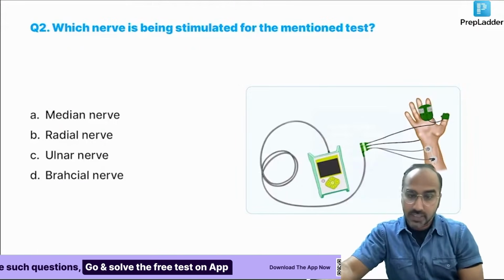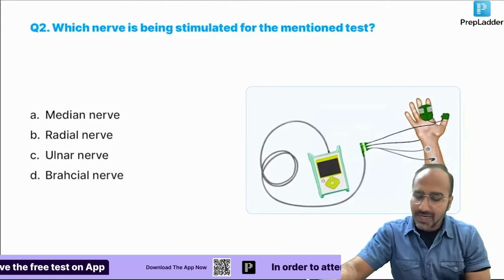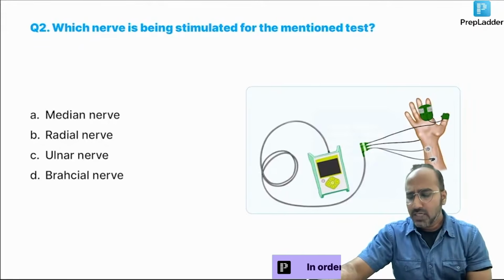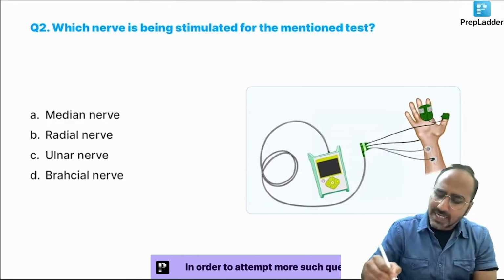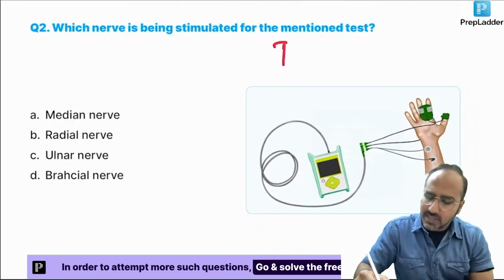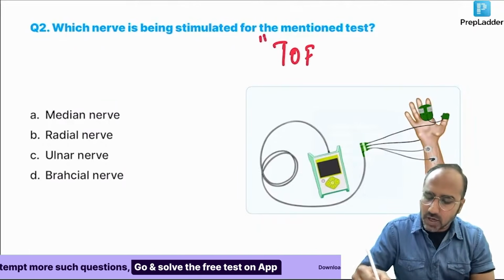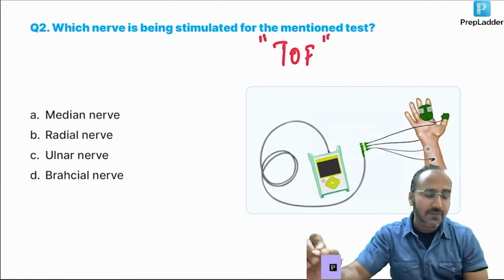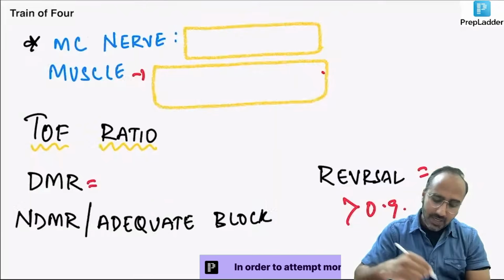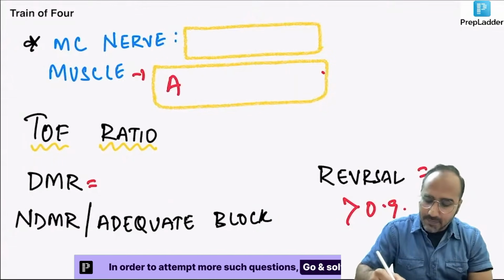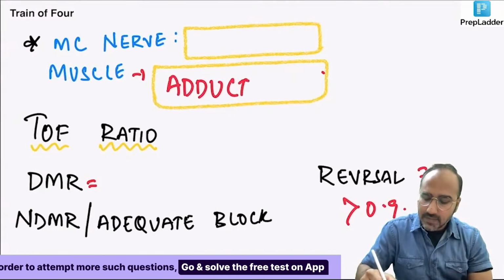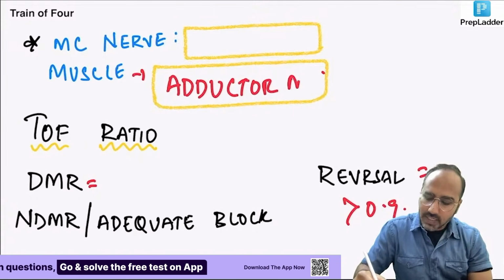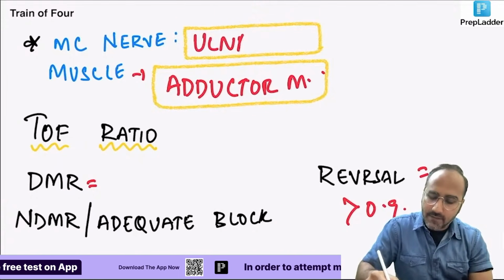Coming to the second question, guys. Which nerve is being stimulated for the mentioned test over here? So first of all, what is the test that is being done over here? That is train of four stimulation, TOF test. Okay. And for the TOF test, what is the muscle that we commonly choose, guys? It is basically the adductor pollicis. And the nerve is what? It is the ulnar nerve.